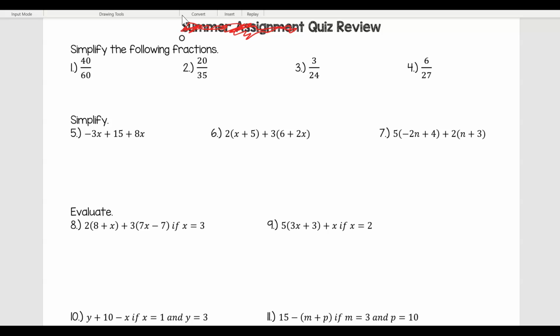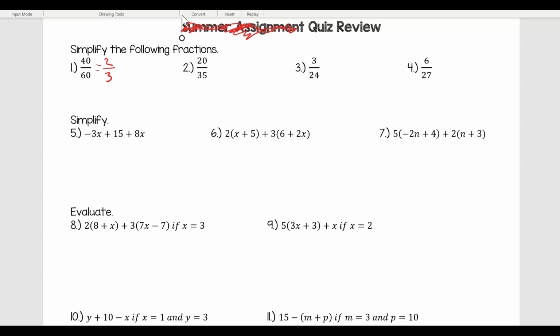So one of the first things we want to be able to do is to simplify these fractions. So I want to find the biggest number possible that divides evenly into 40 and 60. So 40 doesn't divide into 60, but I know that 20 divides into 40, and 20 also divides into 60. So if I were to divide both of those by 20, 40 divided by 20 is 2, and 60 divided by 20 is 3. So that would simplify in simplest terms to 2/3.